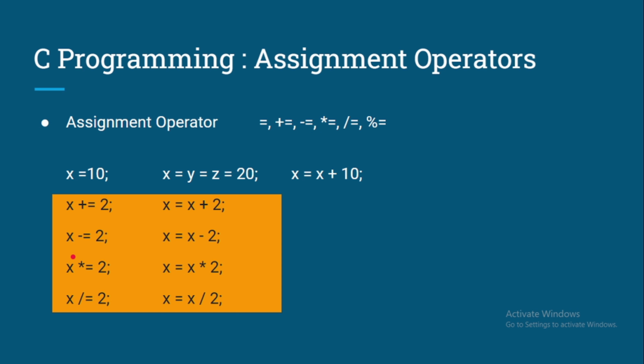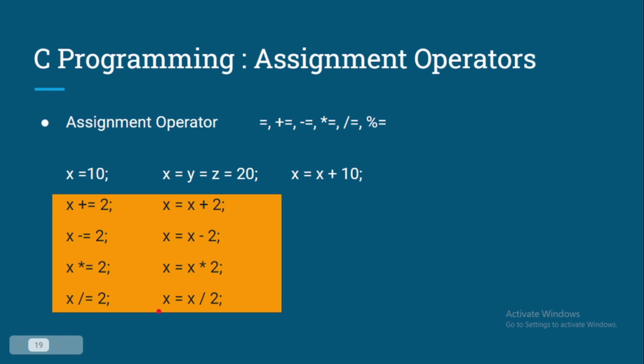What is next? x minus equal to 2 means x is equal to x minus 2, so with x as 1, 1 minus 2 is equal to minus 1. So x will be minus 1 here. Next is x multiply equal to 2, which means x is equal to x multiplied by 2. So 1 into 2 will be 2, and the value of x will be 2. Then we have x divide equal to 2, which means x is equal to x divided by 2. So 1 divided by 2 gives 0.5, or 0 if it's an integer variable.